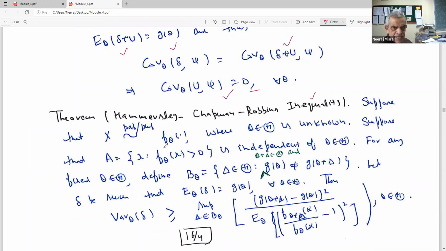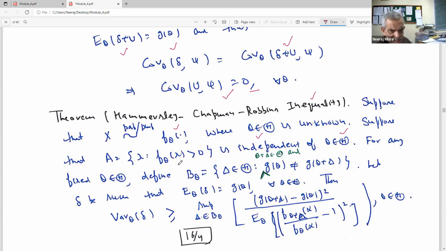Suppose that X has a PDF or PMF f_theta, where theta belonging to Theta is unknown. Suppose A is the set of all those x such that f_theta(x) is positive, and it is independent of theta belonging to Theta. So that means the set where my density is positive does not depend on theta. For example, uniform(0, theta) is not covered here, so that is a part of the assumption. Exponential(theta, 1) is not covered here because there the range is x greater than theta. Uniform(0, theta) has range x between zero and theta. So all those distributions are not covered here.